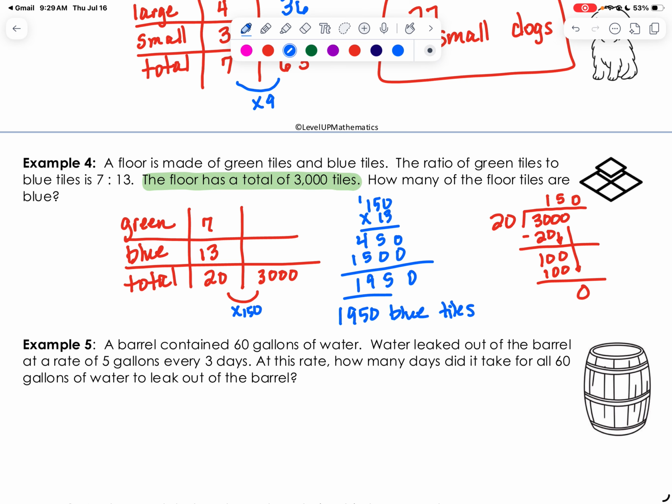tiles. Now, had they asked for red, I would have done the same thing. Had they asked me for green tiles, I would have multiplied 150 times 7. But since they only wanted to know blue, I just multiplied the 150 times the 13.